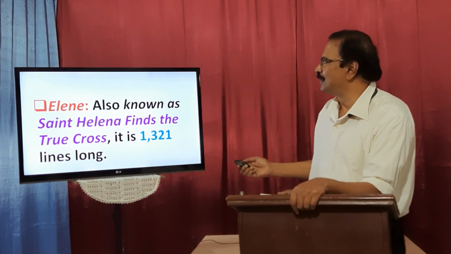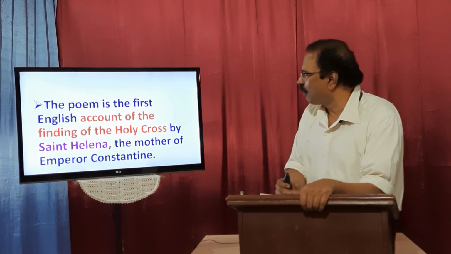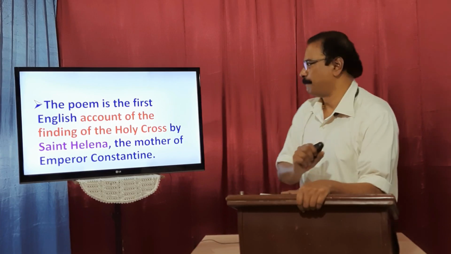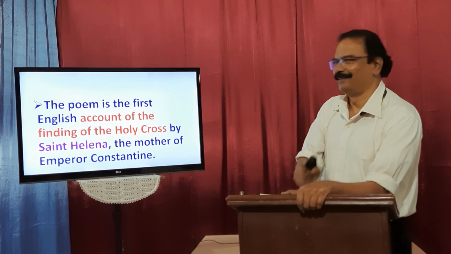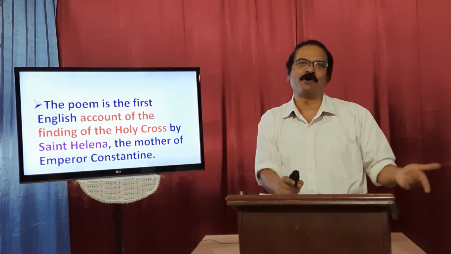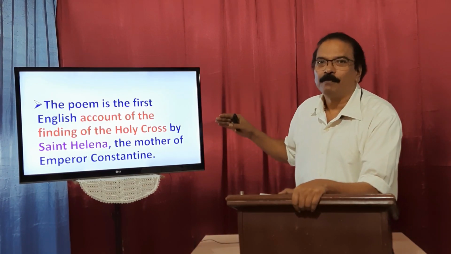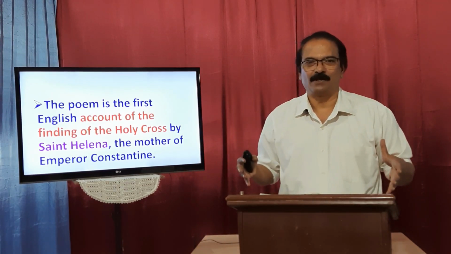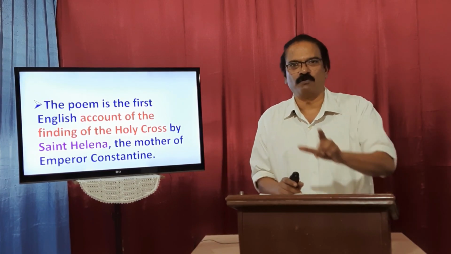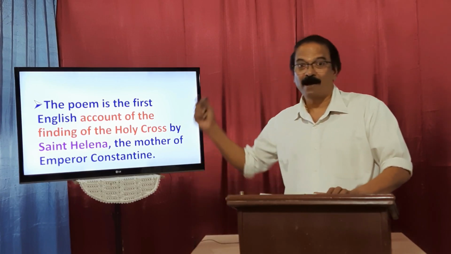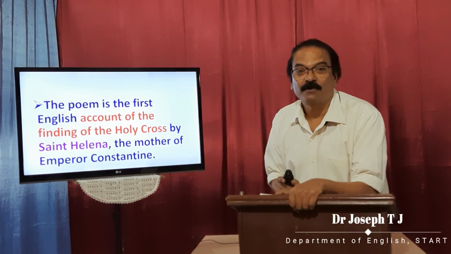Now, who is this Elene? The poem is the first English account of the finding of the Holy Cross by Saint Helena, the mother of Emperor Constantine. You know Emperor Constantine. We will see more about him when we come to the Renaissance. So this poem talks about the events leading to the finding of the cross on which Jesus was crucified, by Saint Helena, the mother of Emperor Constantine.